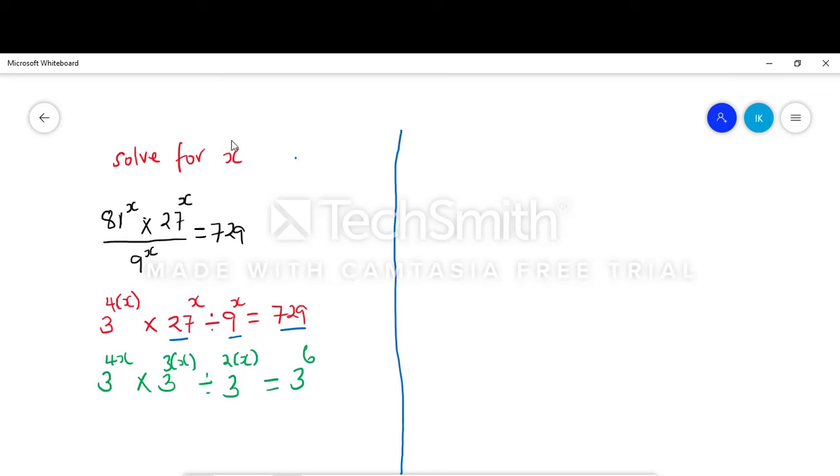So this will be simplified further as 3 to the power of 4x times 3 to the power of x, divided by 3 to the power of 2x times 3 to the power of 3x. Okay, so this will be equivalent to 3 to the power of 6.